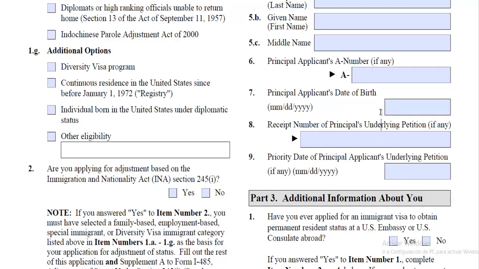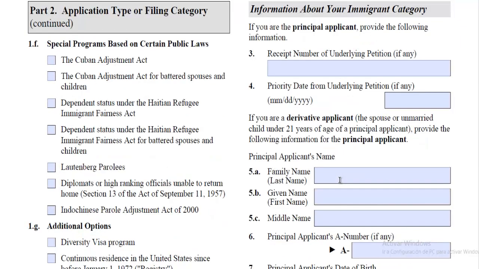Okay, let's go to the section called information about your immigrant category, as you can see on your screen. In this section, the first thing you need to understand is the difference between a principal and a derivative applicant. The principal is literally the main person mentioned on the visa petition. A derivative is someone who didn't need a separate visa petition but who was named in and riding on another person's petition, probably a parent or spouse.